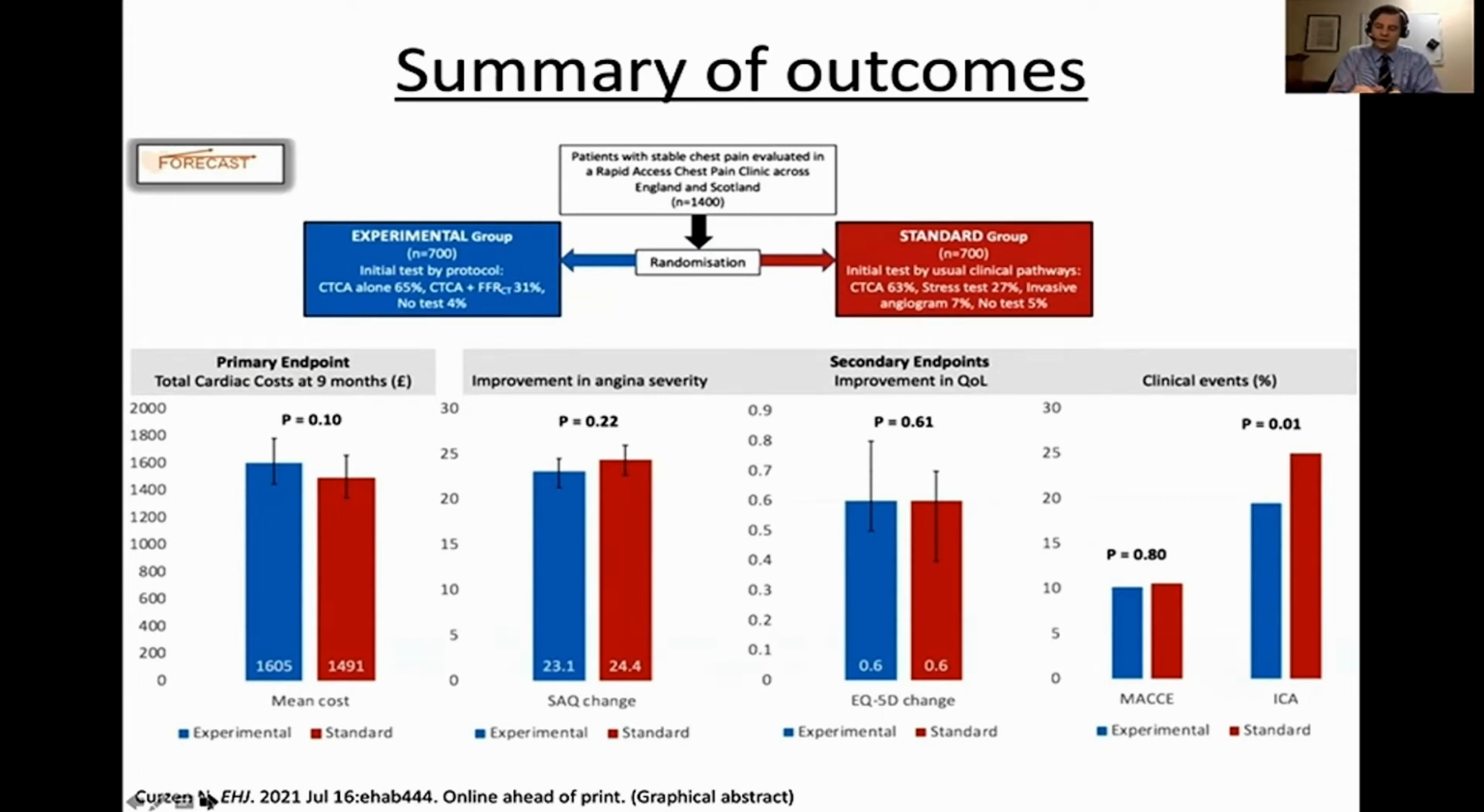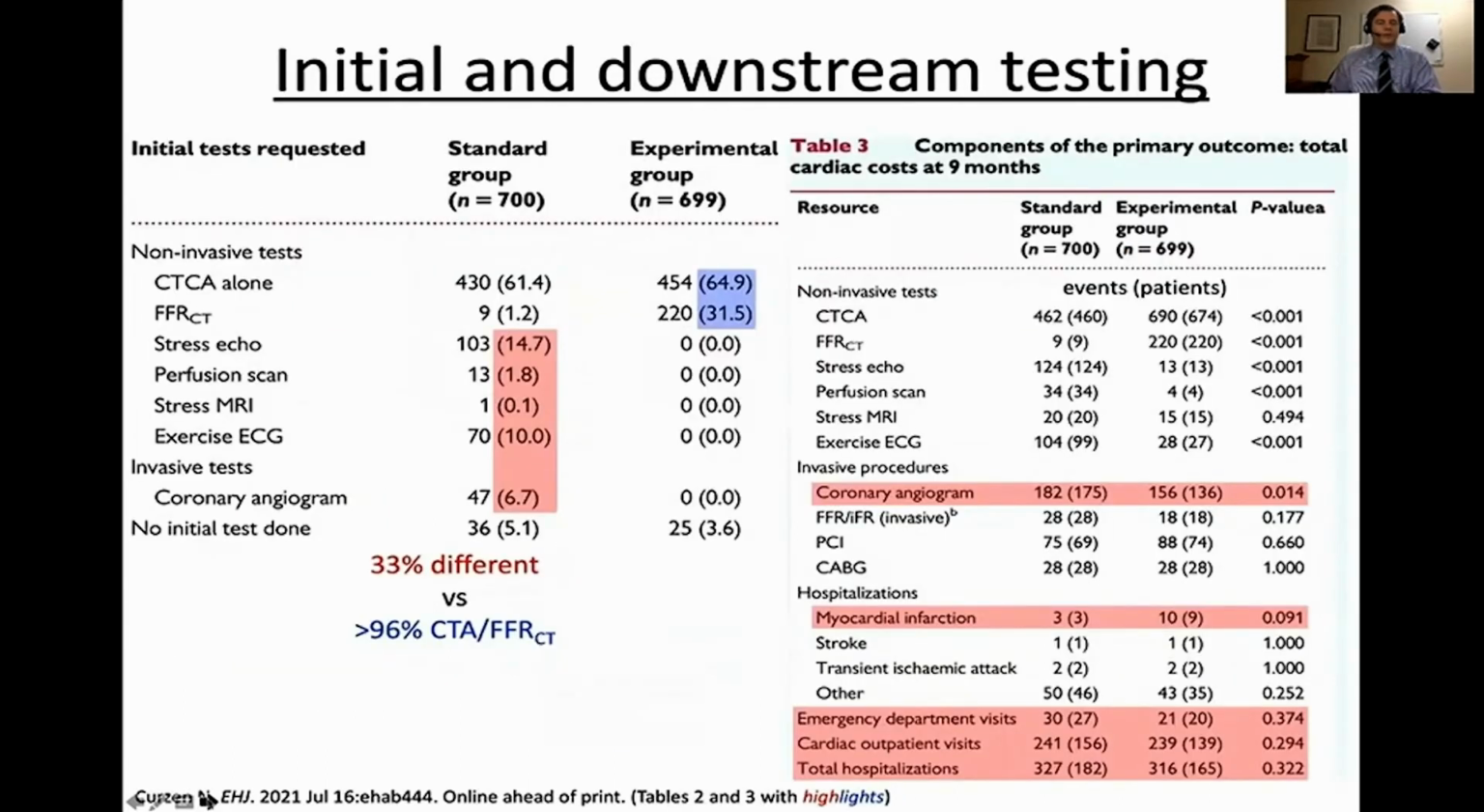And then when you look at the next column over, how often you have clinical events, major adverse clinical events, exactly the same in both groups. And then finally, the angiography piece was higher in the standard arm, and we'll get to that in a slide or two. So here then is what docs asked for as their initial test.